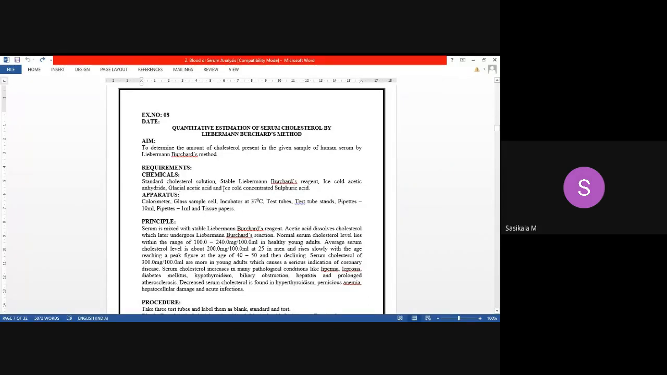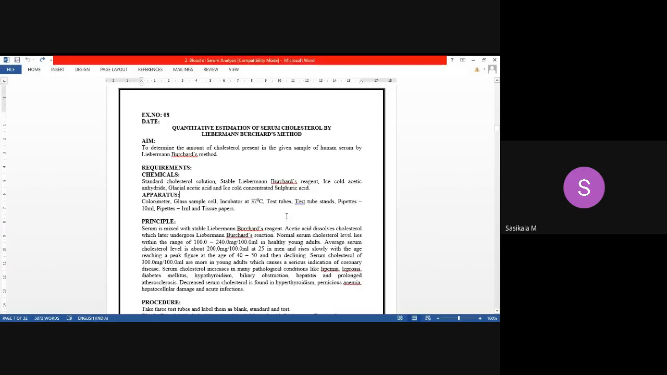What are the chemicals we require? Cholesterol solution, sample cholesterol substances also, then stable Liebermann-Burchard's reagent, ice cold acetic anhydride, glacial acetic acid and ice cold concentrated sulfuric acid. Apparatus required: a colorimeter instrument, along with the glass sample cell and tissue paper for that. Then an incubator at 37 degrees Celsius to maintain the standards at this particular temperature. Then test tube stands, pipettes. These are all the requirements.